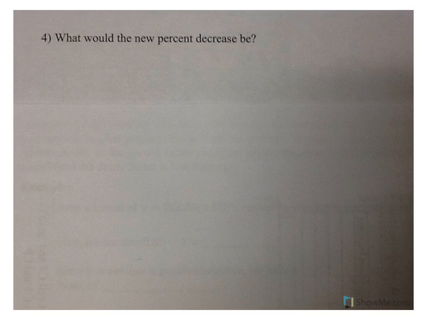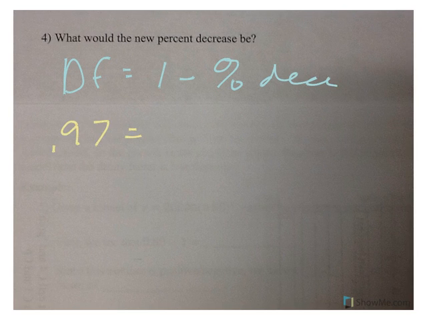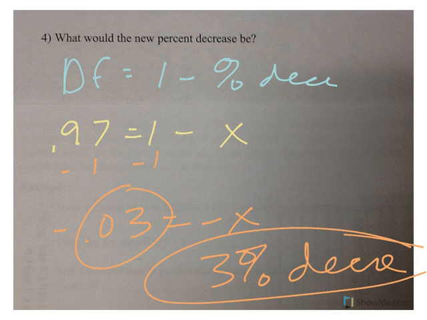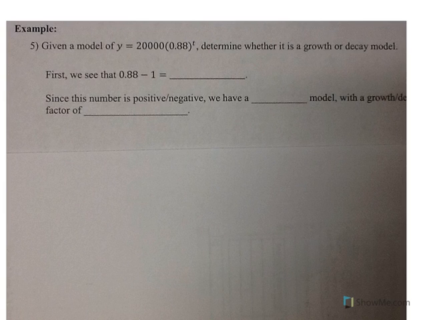Well, remember that your decay factor is 1 minus the percent decrease. So her decay factor is 0.97. So 1 minus what is this value? If you subtract 1 from both sides, we get negative 0.03 equals negative x. That means we have a 3% decrease. Right? Because you can think about that, 1 minus 0.03 gives us 0.97. What do you add to 0.97 to get 1, right? That kind of concept.